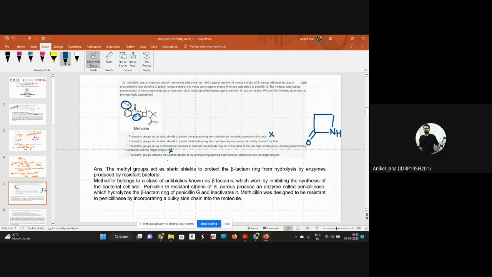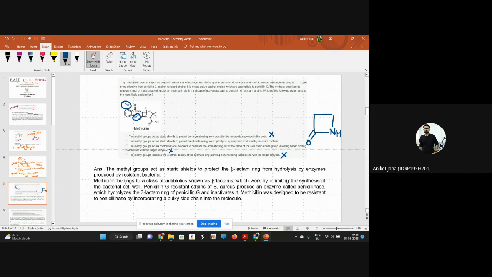The methyl groups increase the electron density of the aromatic ring, allowing better binding interaction with the target enzyme. So this is also wrong, not taking place. So our correct option is the methyl group can act as a steric shield to protect the beta-lactam ring from hydrolysis by enzymes produced by the resistant bacteria.